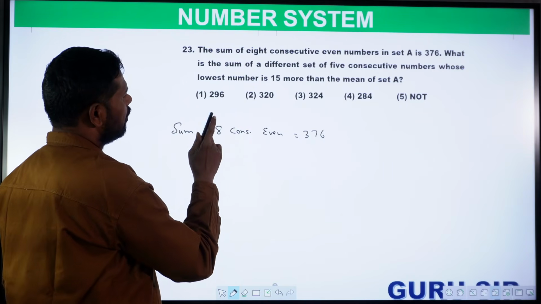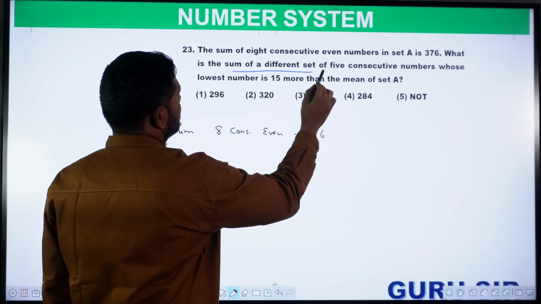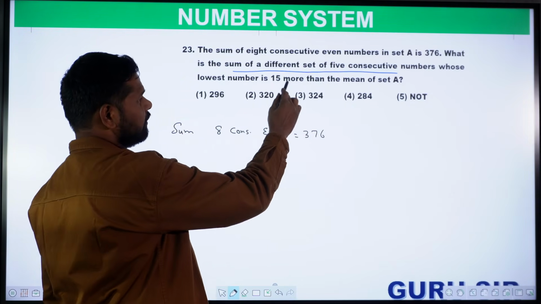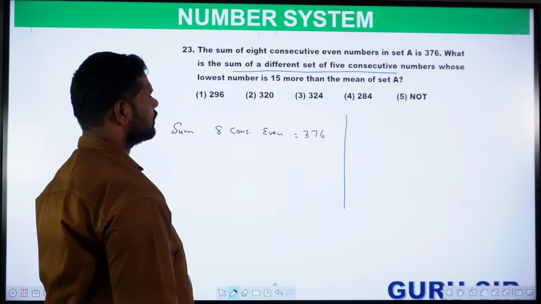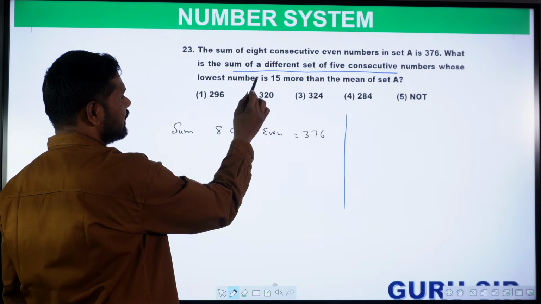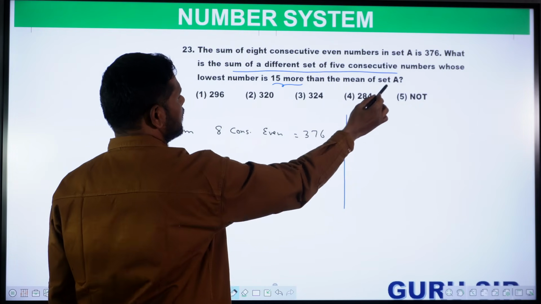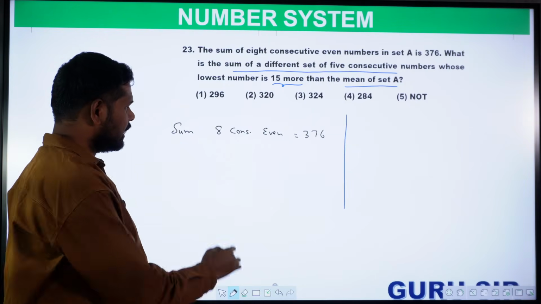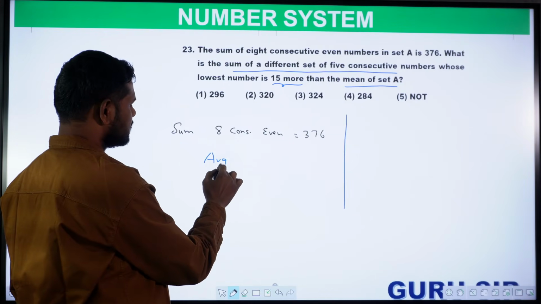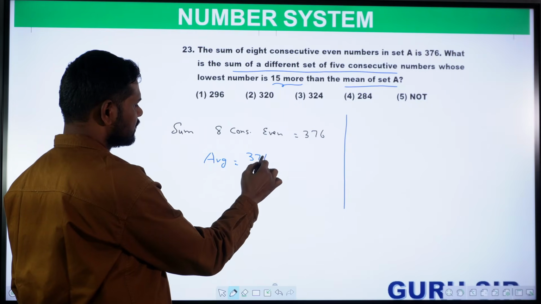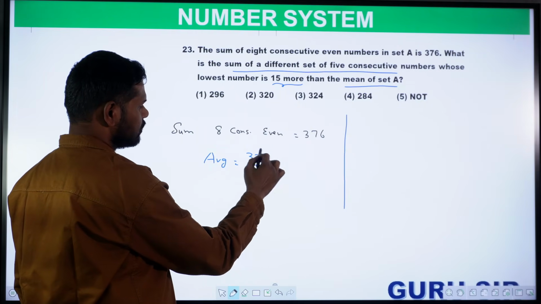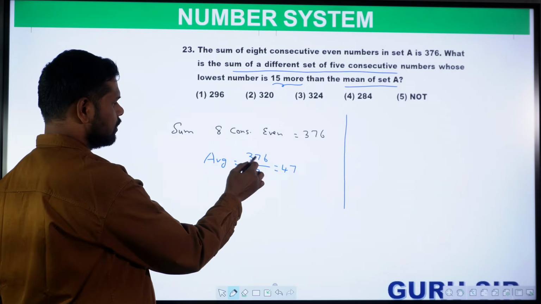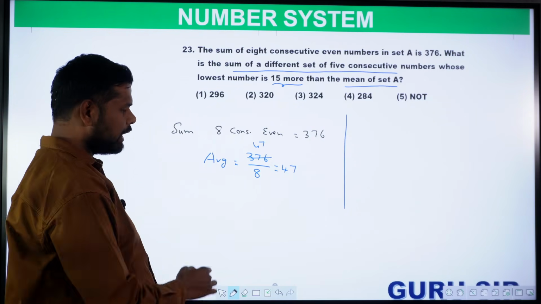Thus one is clear. Sum of a different set of 5 consecutive. Another set. This is not that. Sum of different set of 5 consecutive even numbers, whose lowest number is 15 more than the mean of set A. Mean nothing but average. Here average is how much, means that 376. Total numbers are given 8. So 8 fours are 32, 8 sevens are 56. So 47 is the mean or average.